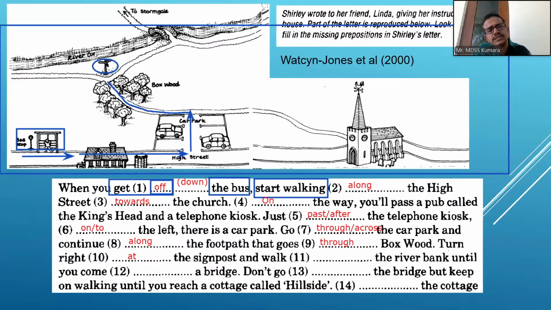Turn right at the signpost. Like at is new to our languages. We don't have an exact Sinhala or Tamil equivalent for that. But when we want to refer to a fixed point, we use this preposition. Turn right at the signpost and walk blank the river bank.